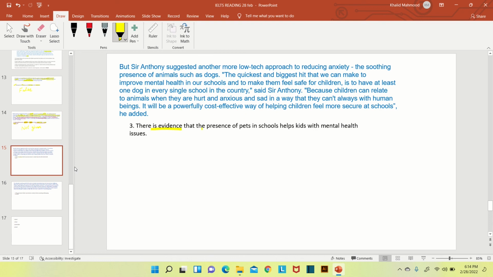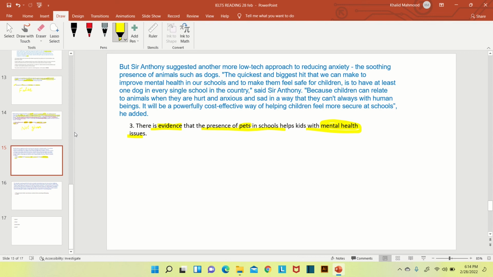There is evidence that the presence of pets in school helps kids with mental health issues. What are they talking about? There is evidence. Evidence is a keyword, so let me underline evidence. The presence of pets in school helps kids with mental health issues. If there is any mental health issue, pets help to improve that.